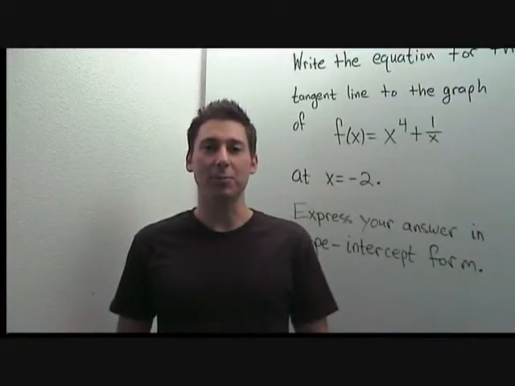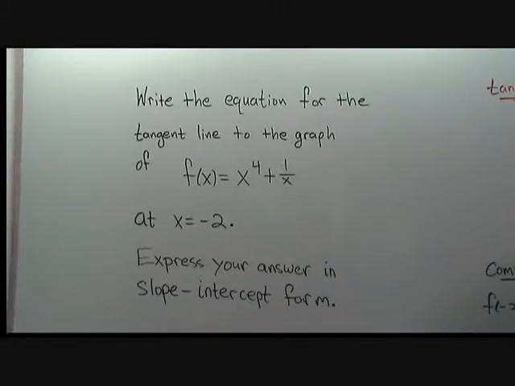This problem is about computing the tangent line. Write the equation for the tangent line to the graph of f of x equals x to the fourth plus 1 over x at x equals -2. Express your answer in slope-intercept form.